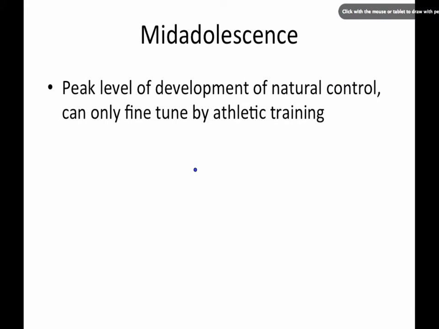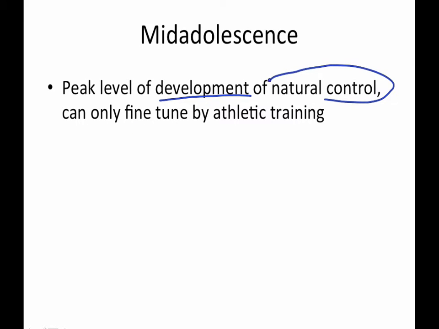And then in mid-adolescence, this is going to be the peak level of development of natural control. So if you feel like you are really uncoordinated, there's not going to be a whole lot of hope for you. No, you can actually fine-tune natural control by athletic training.